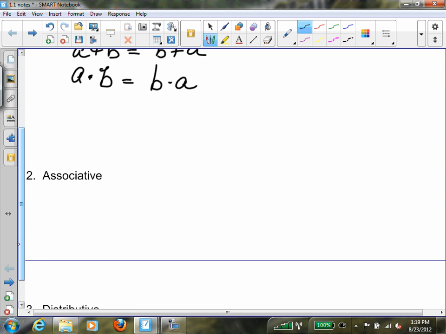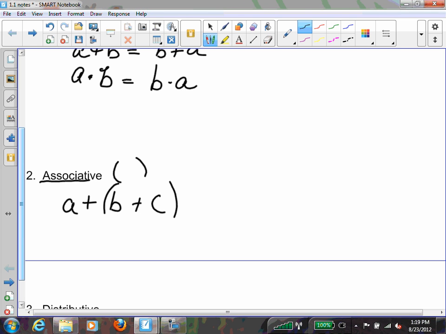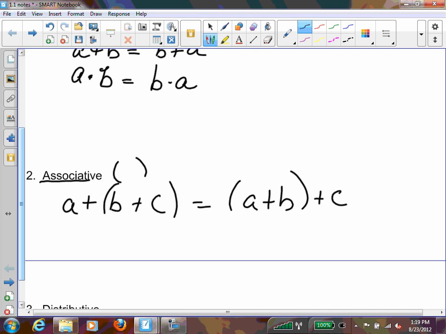Okay. Associative. If I have the associative property, what's the root? When you associate, usually you think about being in a specific group. And so when I think of groups, I think of parentheses. Okay. So I can say A plus B plus C, and I can put my parentheses here. And if I'm going to use the associative property, I can say that's the same thing as A plus B plus C. So my parentheses are going to move. My groupings are moving.